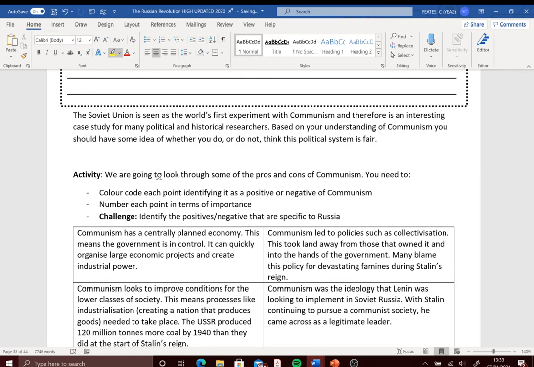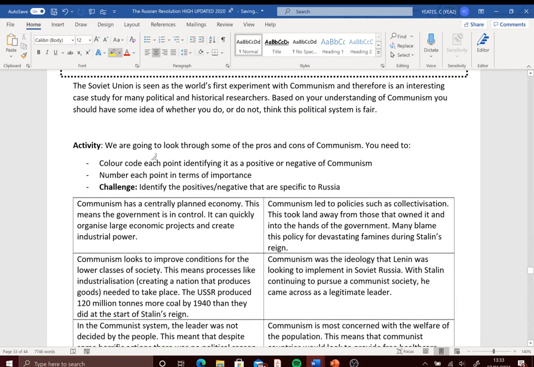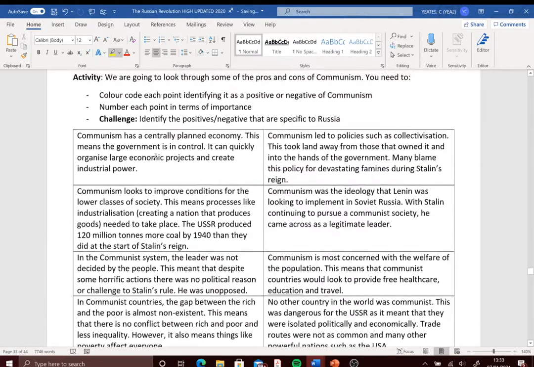But if you're not sure on your judgment, this activity is really going to help you form that evaluation. And it's to do this.